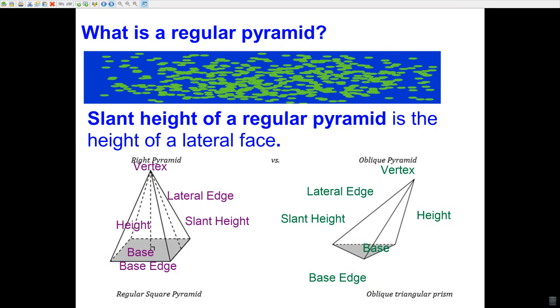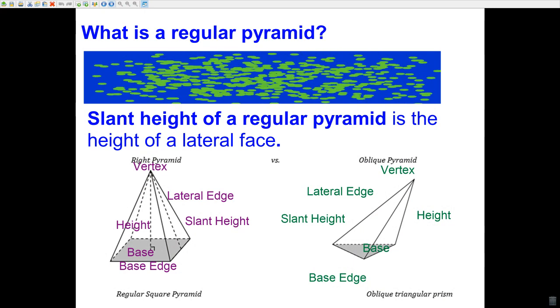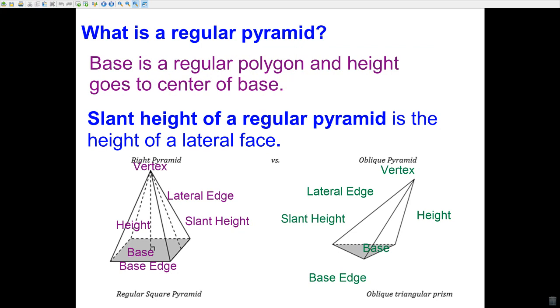Here's what you're writing down, probably in your notes, following along. What is a regular pyramid? Its base is a regular polygon, and the height goes to the center of the base. So in this left example, over on the bottom right-hand corner, that's going to be our default pyramid that we typically go to. On the right, we have an oblique pyramid. You don't run into those as often, but it's good to know where those different components go.